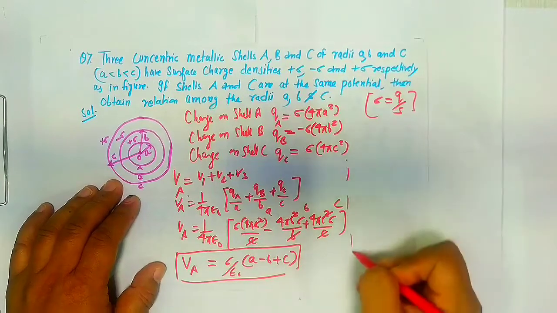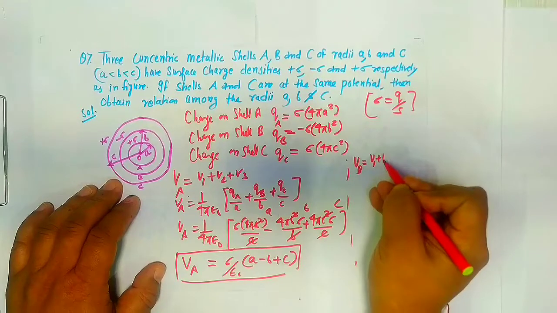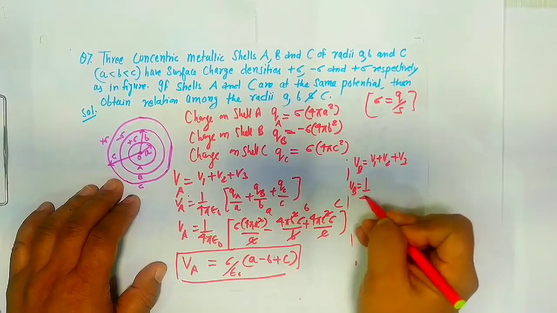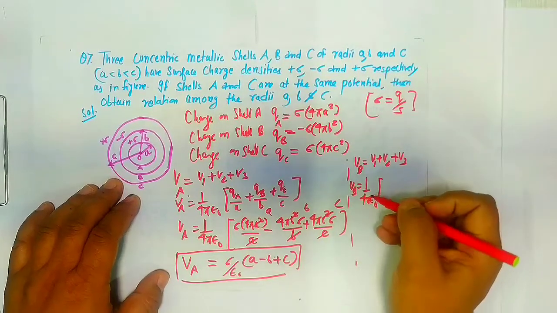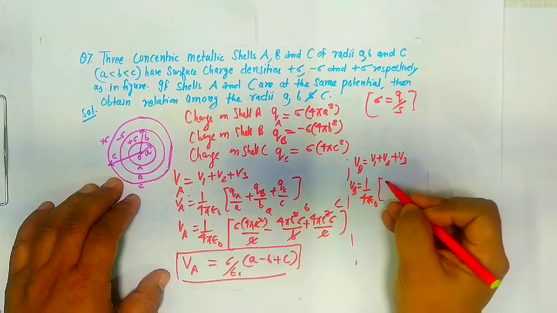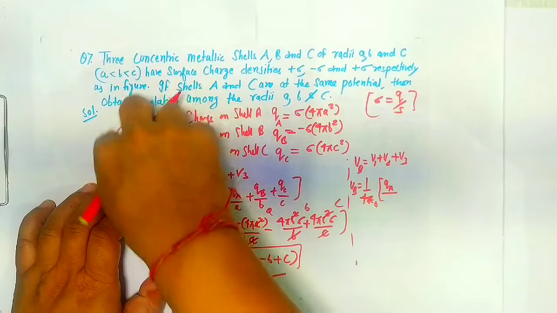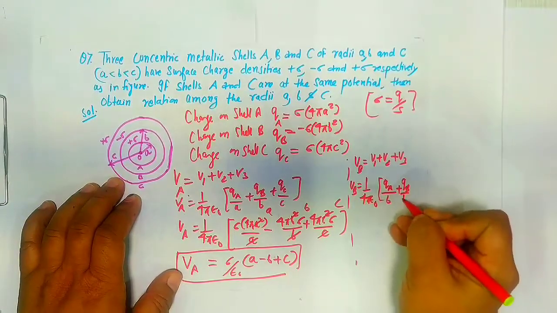Similarly, you can find out the net potential at VB. What will be the net potential at VB? It will be the same, V1 plus V2 plus V3, but this time VB is 1 upon 4 pi epsilon naught, and I am going to write it. It will be the same way, that QA, but now the radius will be what? Not A, B, because it is on B. So QA by B plus QB by B plus QC by C.